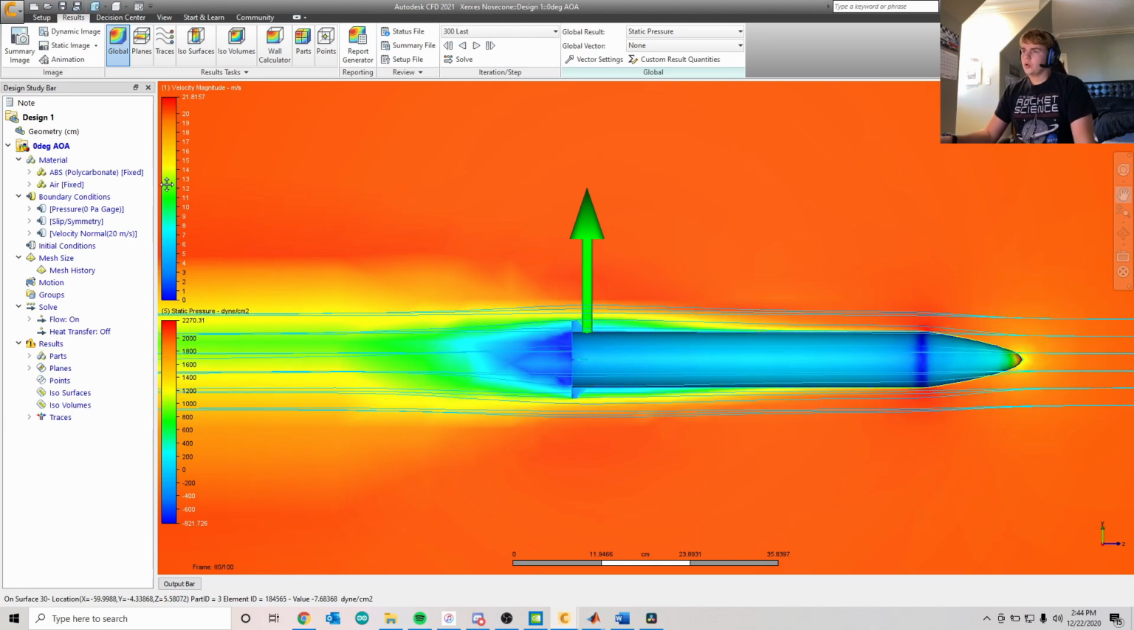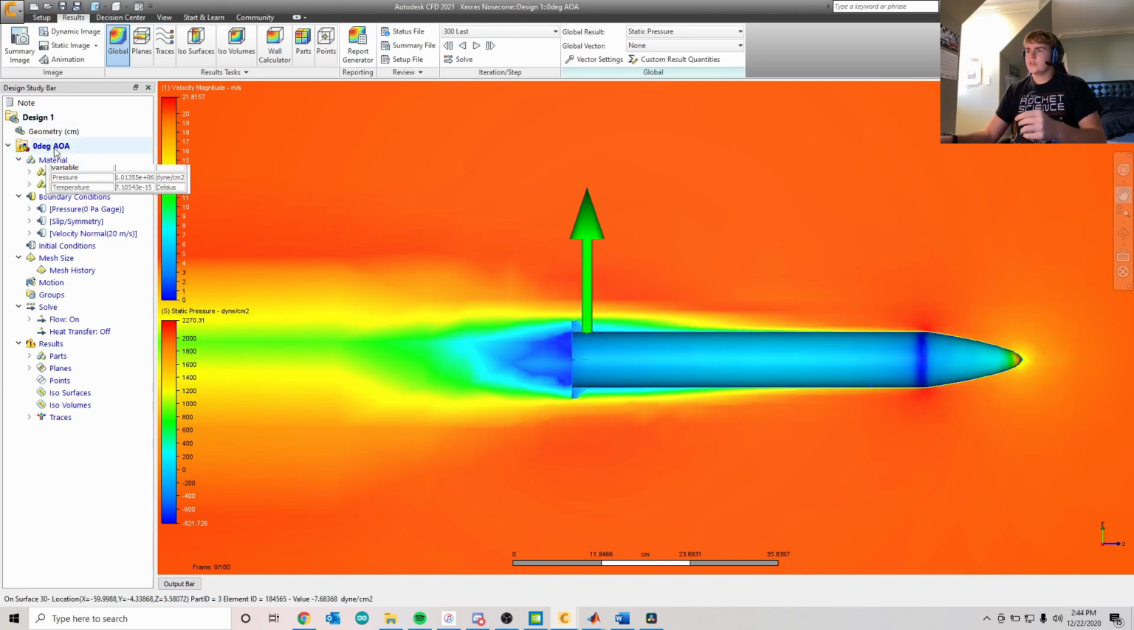Typically, the more towards the warmer colors, or the red side of the spectrum, the higher the pressure, and the more towards the blue side or darker, the lower the pressure. And as you can see in this flight, this is at 0 degrees angle of attack. The rocket is punching its way through the air, causing an area of low pressure where the air is then rushing back in to fill that void.